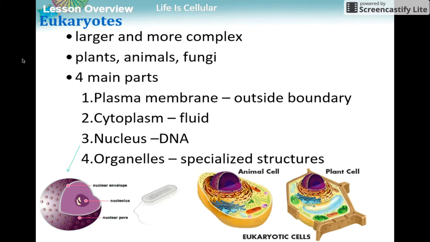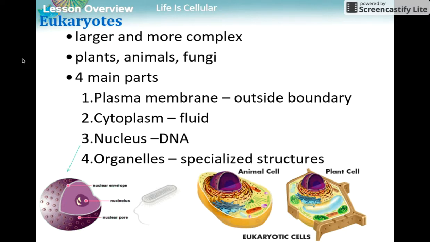They're larger because there's way more stuff in them. They have a lot of things going on. So examples would be plants, animals, and fungi, doesn't matter how you pronounce it. And there are 4 really major parts to these. So they have a plasma membrane, of course. If you're a plant cell, you also have a cell wall, but you at least have a plasma membrane.